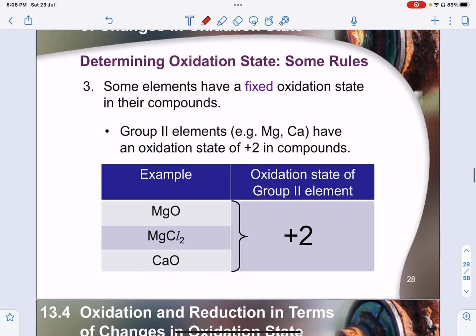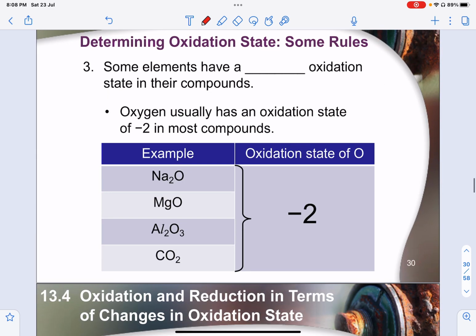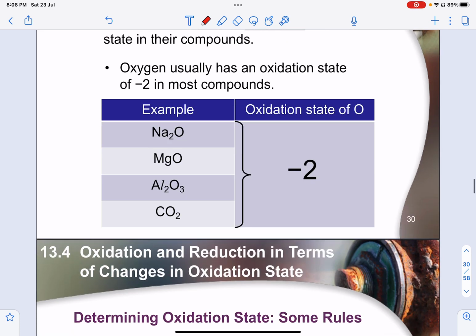So some of these elements will have a fixed oxidation state. Even in group 2, you can also have a +2. Some elements have a fixed oxidation state in their compound. For example, hydrogen, regardless of where it's combined, is always H plus or +1. Then, of course, some elements would also have a fixed oxidation state in their compounds, like oxygen. In this case, it will be the anion, so it's a -2.